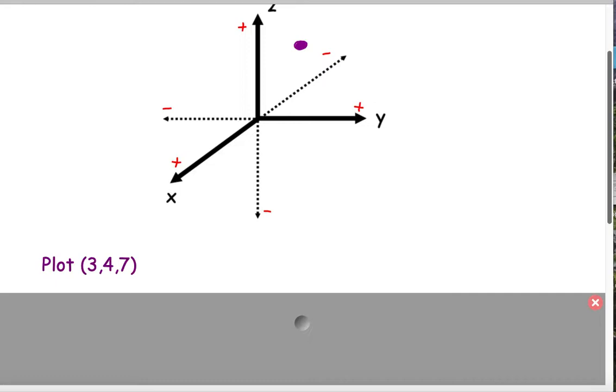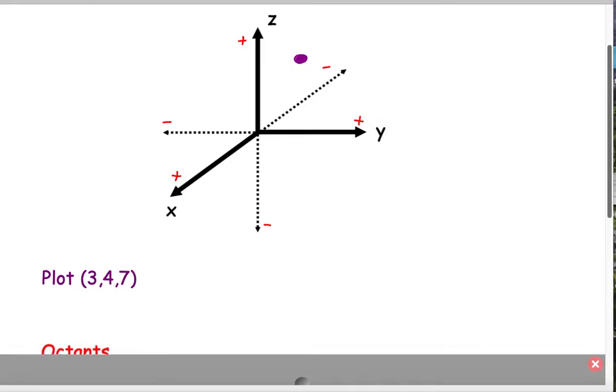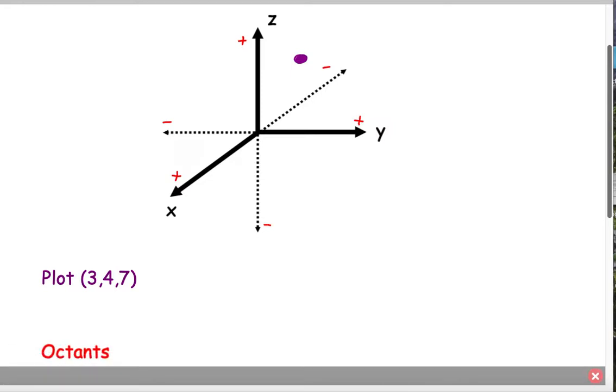So you have to think about, in the coordinate plane, the x and y axis divided it into 4 sections, and we call those quadrants. Quad meaning 4. Well, now in 3 dimensions, we have 3 axes, and so that divides 3-space into 8 sections. And so we're going to call each of those sections octants. So we have 8 octants in 3 dimensions.